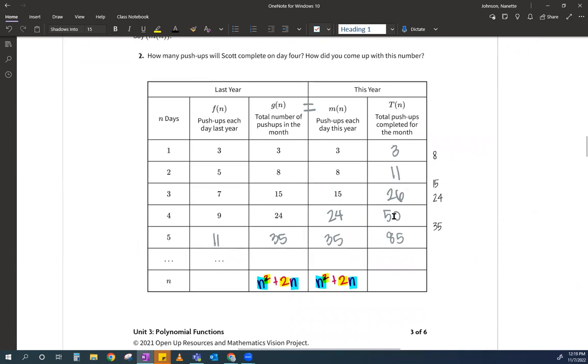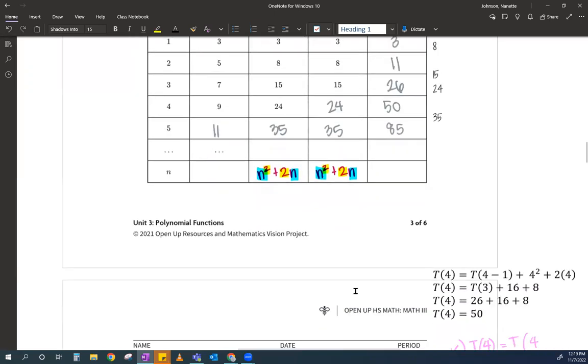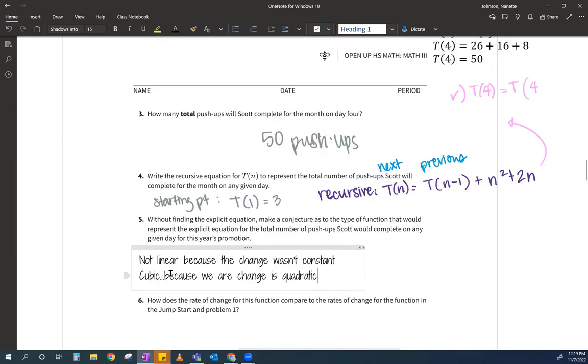And someone says, oh, it could be cubic. Cubic means to the third, right? And then similarly, if you did it again, that would be quartic, which is like to the fourth and so on. Cubic because we are adding, or the change is quadratic.